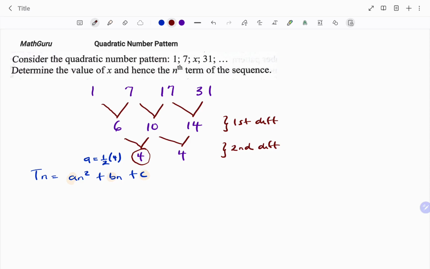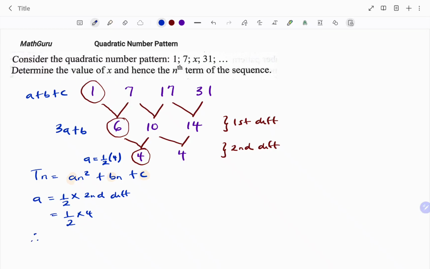And then we're going to use the first difference as shown. That's going to be 3A plus B. And then the value of the first term at T1 is A plus B plus C. So working out what I've written so far, I start with the value of A. A equals half of the second difference, which is 4. So that's going to be half of 4. Therefore, the value of A is 2.